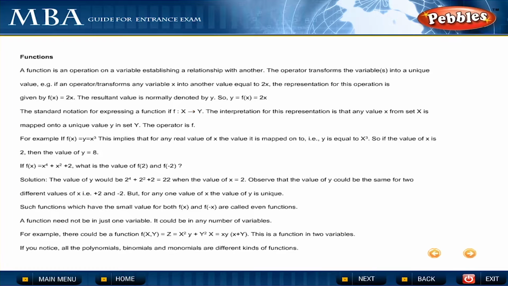The standard notation for expressing a function is f: X to Y, y equals f(x). The interpretation for this representation is that any value x from set X is mapped onto a unique value y in set Y. The operator is f. For example, if f(x) is equal to y is equal to x cube, this implies that for any real value of x, the value it is mapped onto is y equals x cube. So if the value of x is 2, then the value of y is equal to 8.